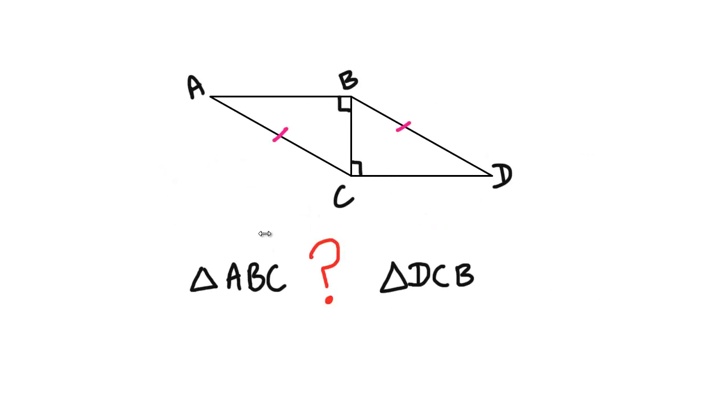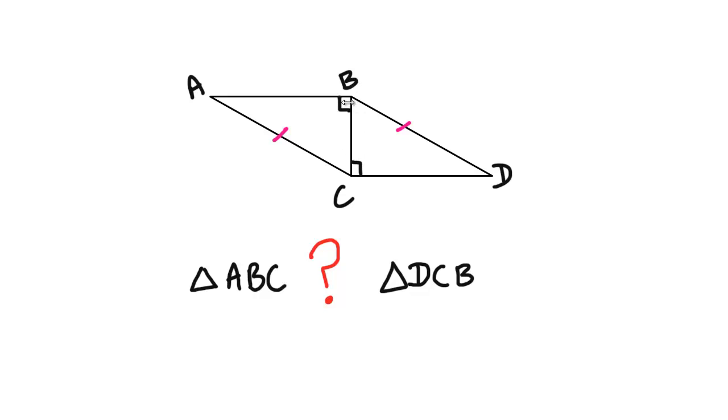Alright, so let's take a look at this example. We have two right triangles. We have right triangle ABC and the other right triangle is DCB. It's given that the hypotenuse of triangle ABC is congruent to the hypotenuse of the other right triangle DCB, and we want to find out if triangle ABC is congruent to triangle DCB.